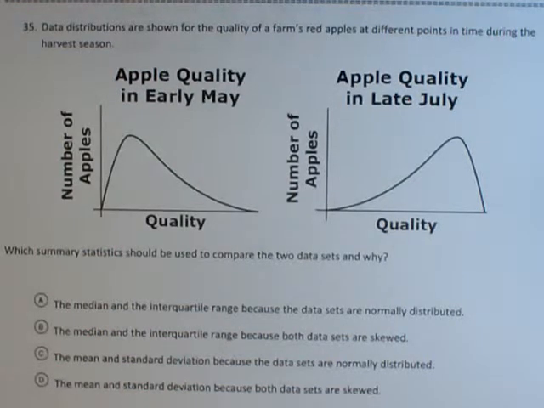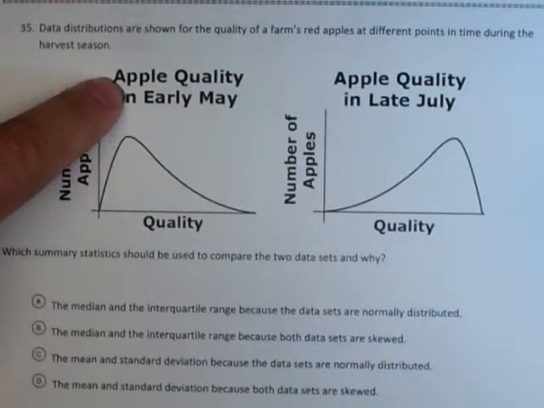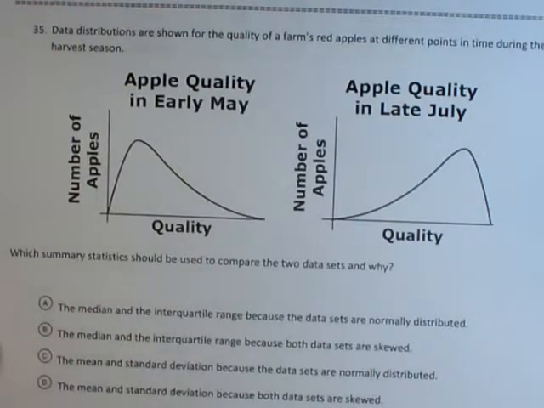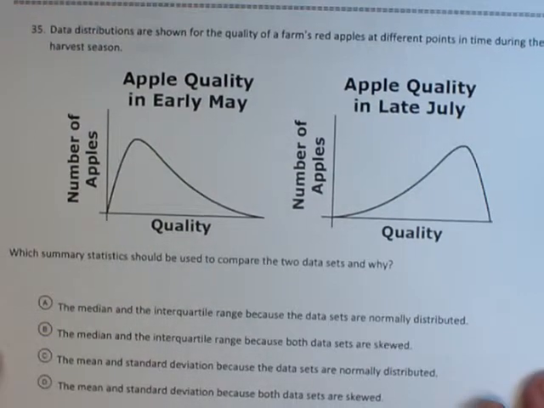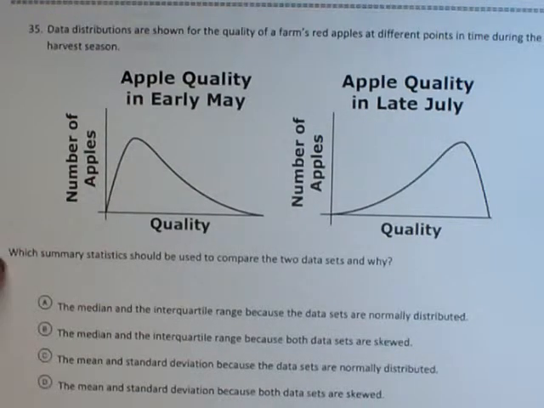Data distributions are shown for the quality of a farm's red apples at different points in time during the harvest season. So one distribution shows the apples in early May. One shows them in late July. Notice these distributions are both skewed. It says which summary statistics should be used to compare the two data sets and why.